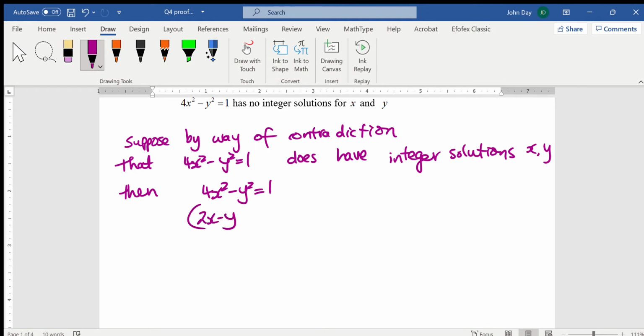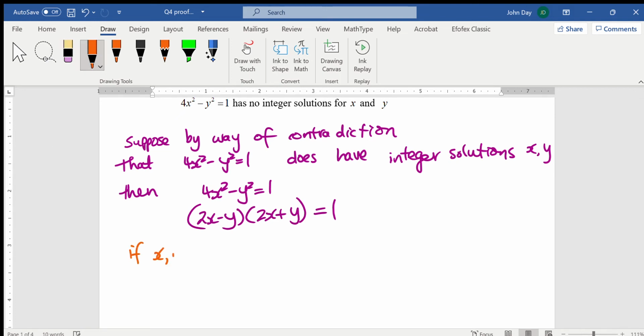(2x minus y)(2x plus y) equals 1, this is clearly a difference of two squares. Okay, now the only way for two numbers to multiply together to equal 1, if the numbers are made of integers, is 1 times 1 and minus 1 times minus 1. But I need to explain that a little bit, I guess.